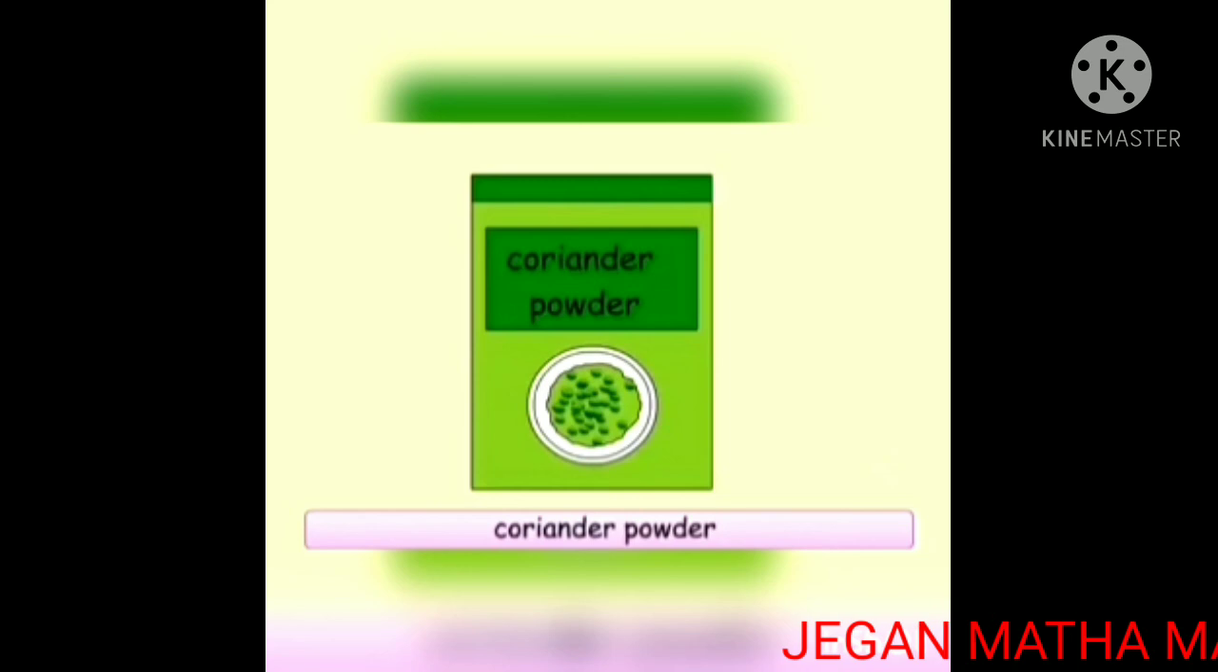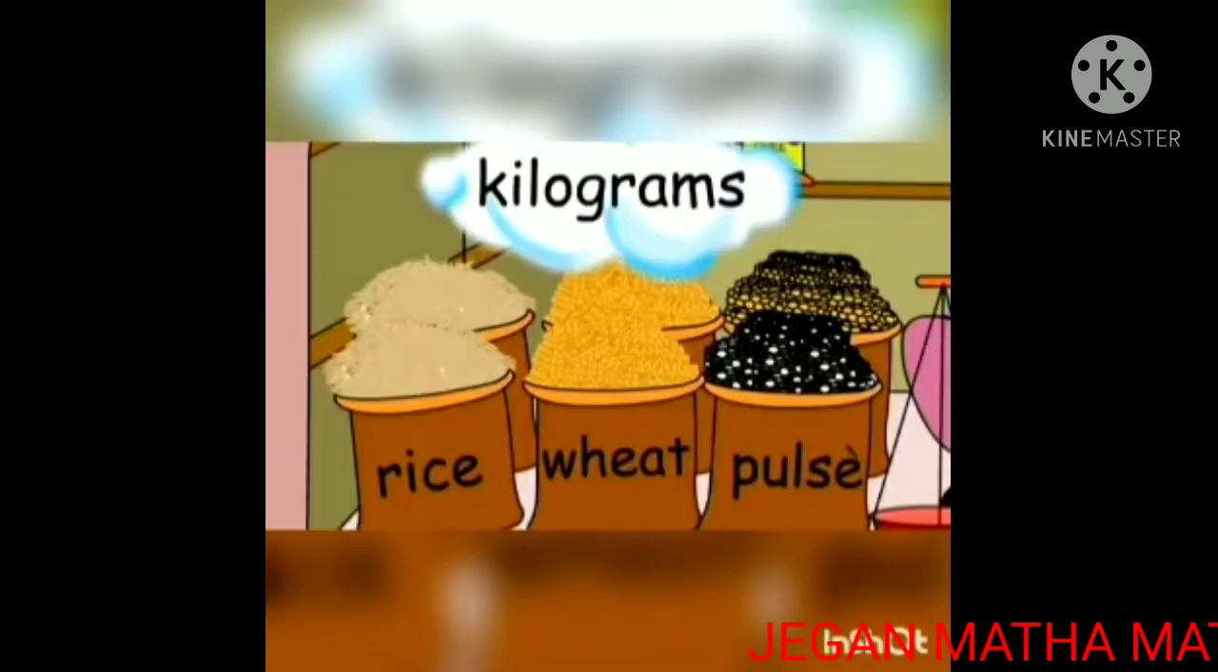For example, sambar powder, chili powder, coriander powder, cumin, mustard, fenugreek, like these powders are measured in grams.